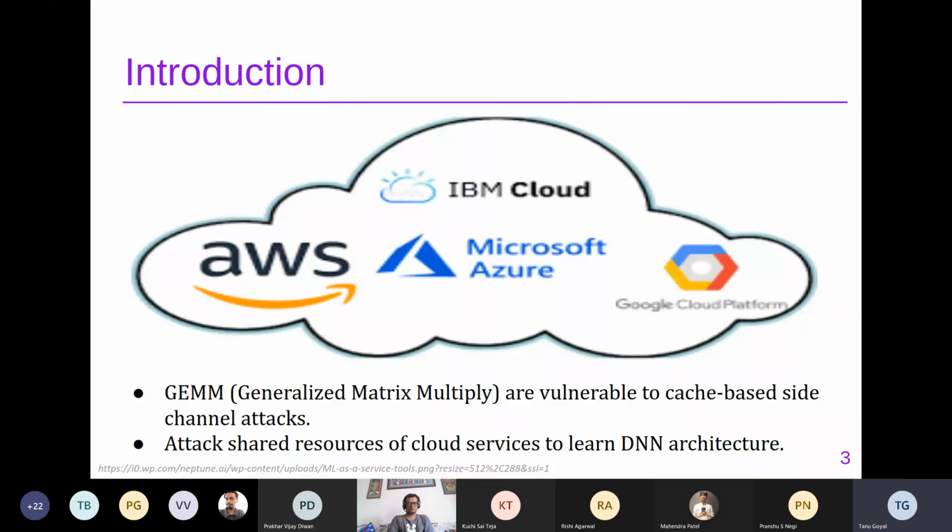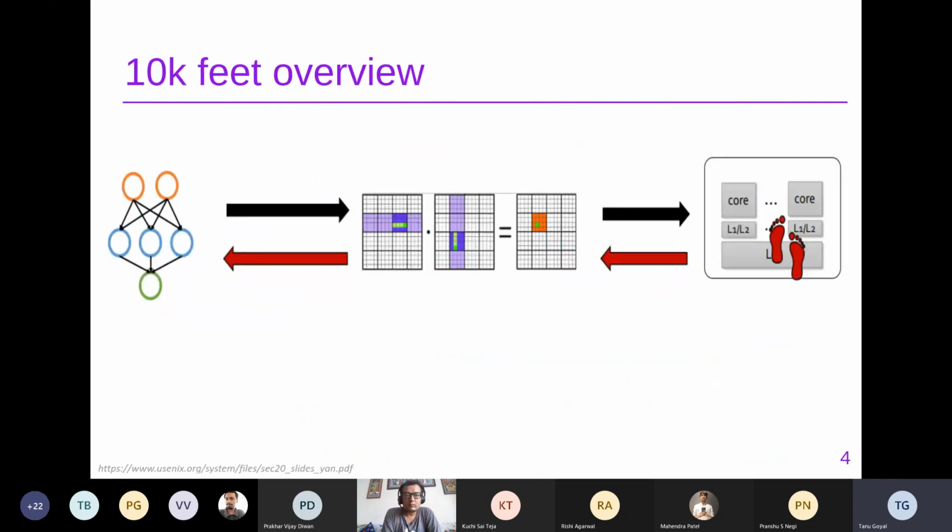and we'll be leveraging this insight, and we'll be attacking using this information and finally getting the deep neural network architecture values. Yeah, so this is the overview of the attack.